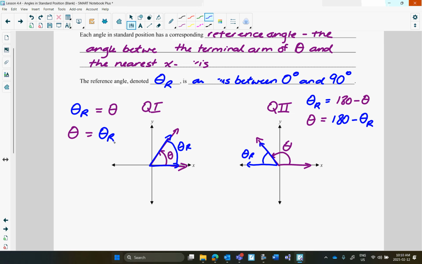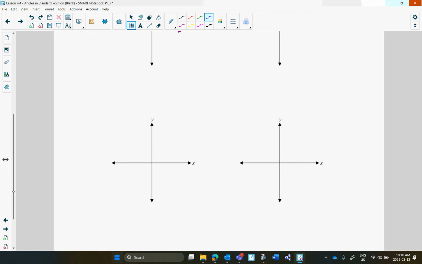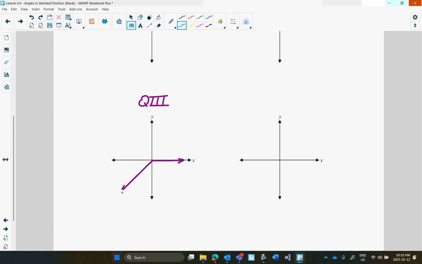Okay, quadrant 3. First of all, let's draw an angle that terminates in quadrant 3. That's another phrase we can use, like so. Where's its reference angle? Well, terminal arm. And is it this one or this one? Left or right? Left. So notice this one, theta R, is part of theta.